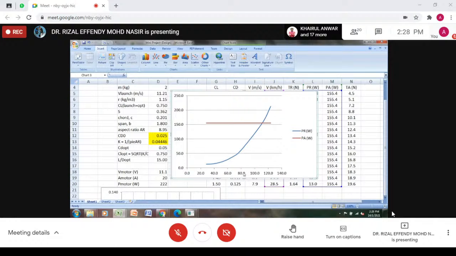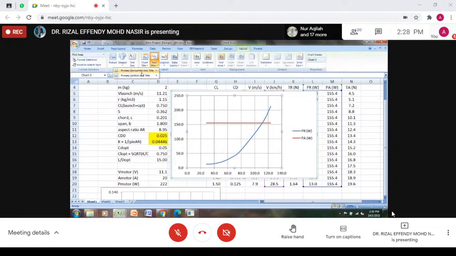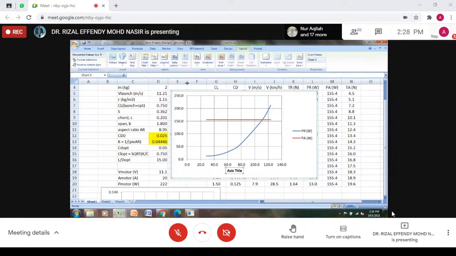Lagipun hantar report online kan, jadi kita ada color lah. Boleh nampak color. Okay, we can add major grid lines and you tengok this is quite okay lah. Just put in the title axis, horizontal axis, air speed. Open just simply V. Okay, in meter per second.